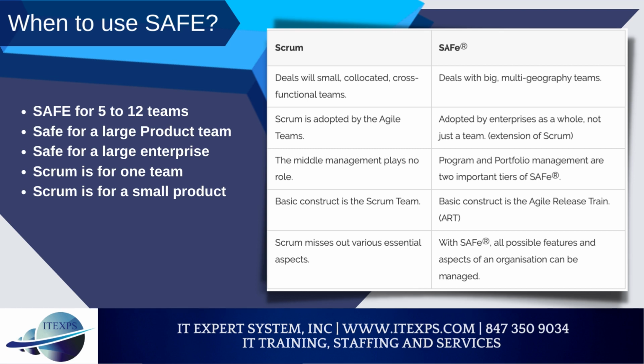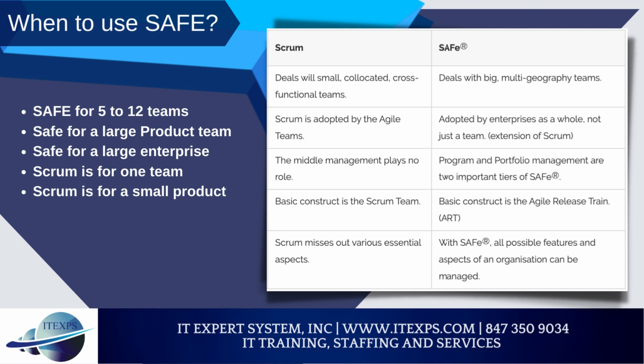Scrum is adopted by the Agile teams. SAFe is adopted by enterprises as a whole, not just a team. It is an extension of Scrum. In Scrum, the middle management plays no role. In SAFe, program and portfolio management are two important tiers of SAFe.